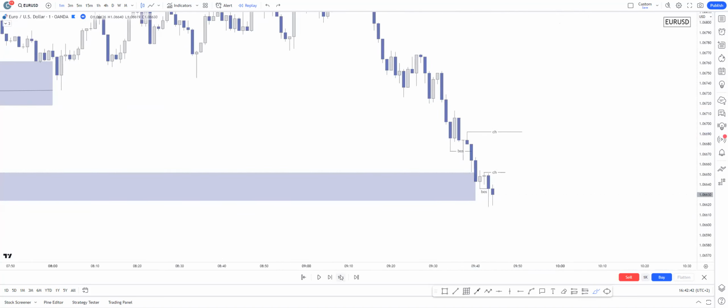So 4-hour zone mitigation happened. 15-minute has changed character strongly, and there is the 5-minute demand area which has been just mitigated, that has caused the 15-minute strong change of character, and the 1-minute confirmation is actually happening right now. So it's a really nice fractally confirmed setup forming right now.